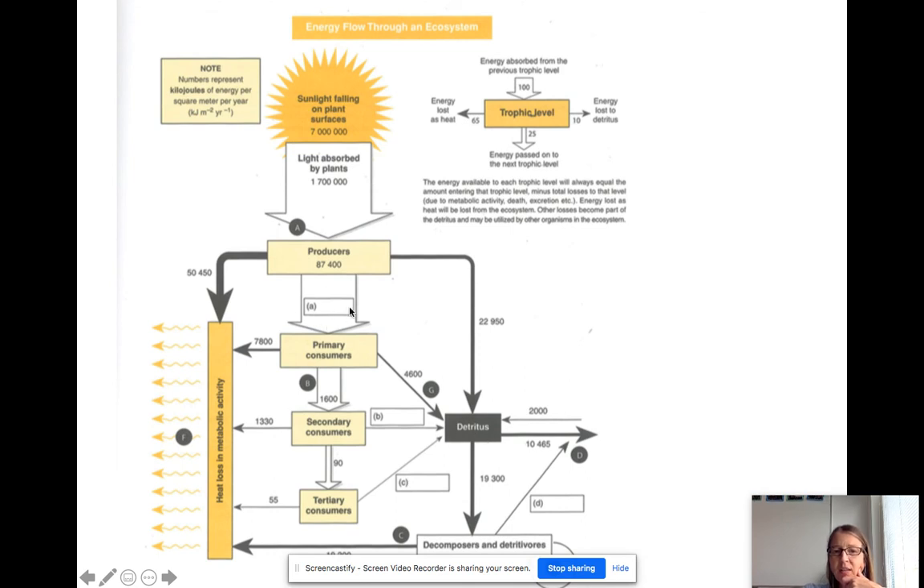So how much then is left for the primary consumers to eat? And then for those primary consumers, what is left there for them, that much goes to heat, that much goes to detritus. So you just follow your way through. There's some questions to answer. You're looking at each trophic level, and you can see how much is lost as heat and how much goes to detritus. And you've got to think about what those energy efficiency transfers are. All right, good luck.